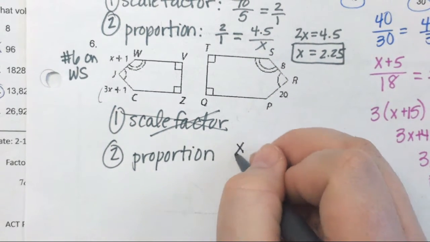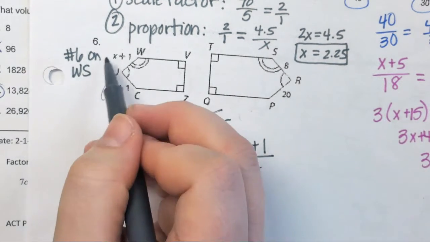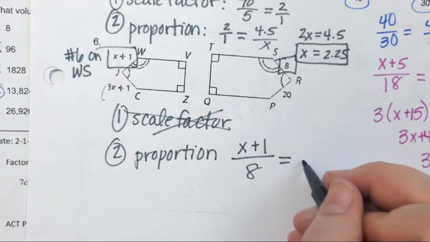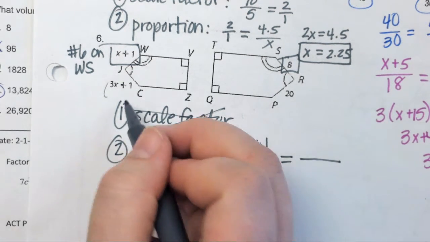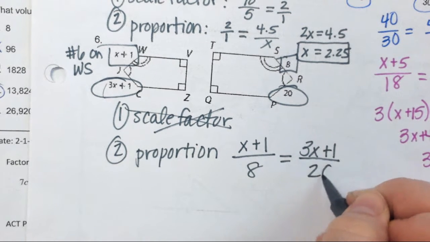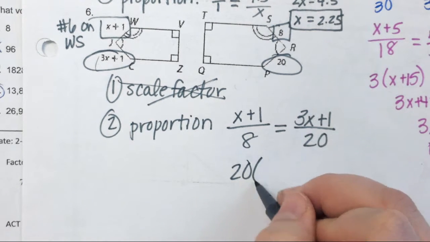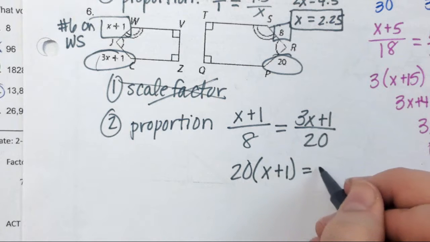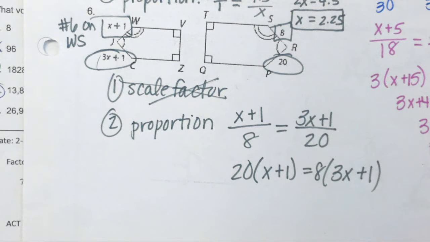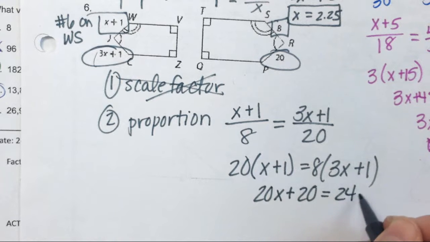If I put x plus 1 in the numerator, what number should I put in the denominator? X plus 1 goes with 8. And then, do I put 20 in the numerator? No. I need to do 3x plus 1 over 20. I cross multiply, get 20 times x plus 1 equals 8 times 3x plus 1. So I have 20x plus 20 equals 24x plus 8.